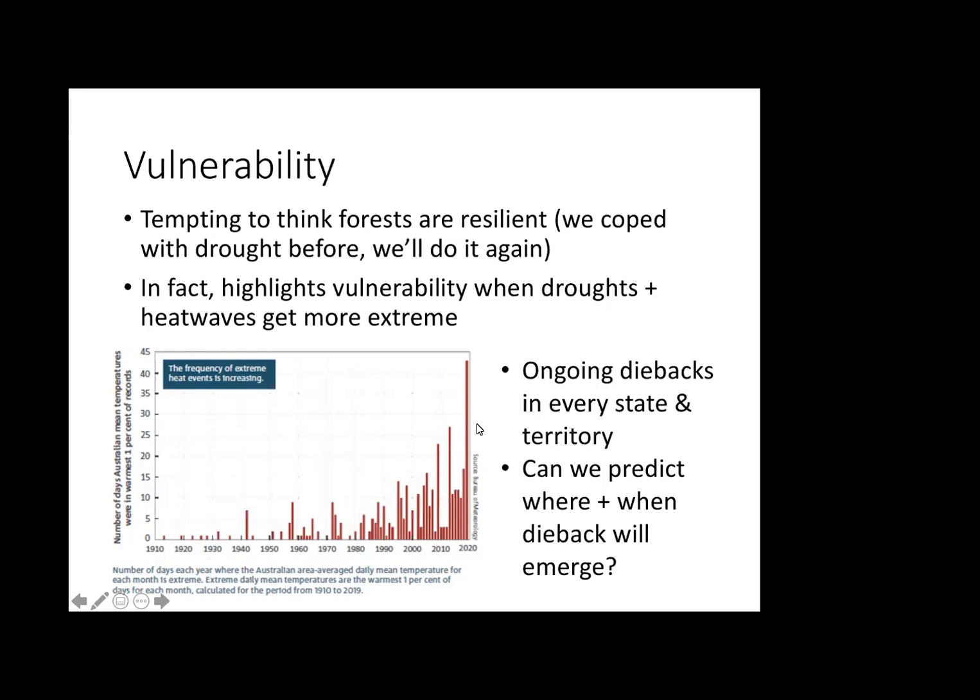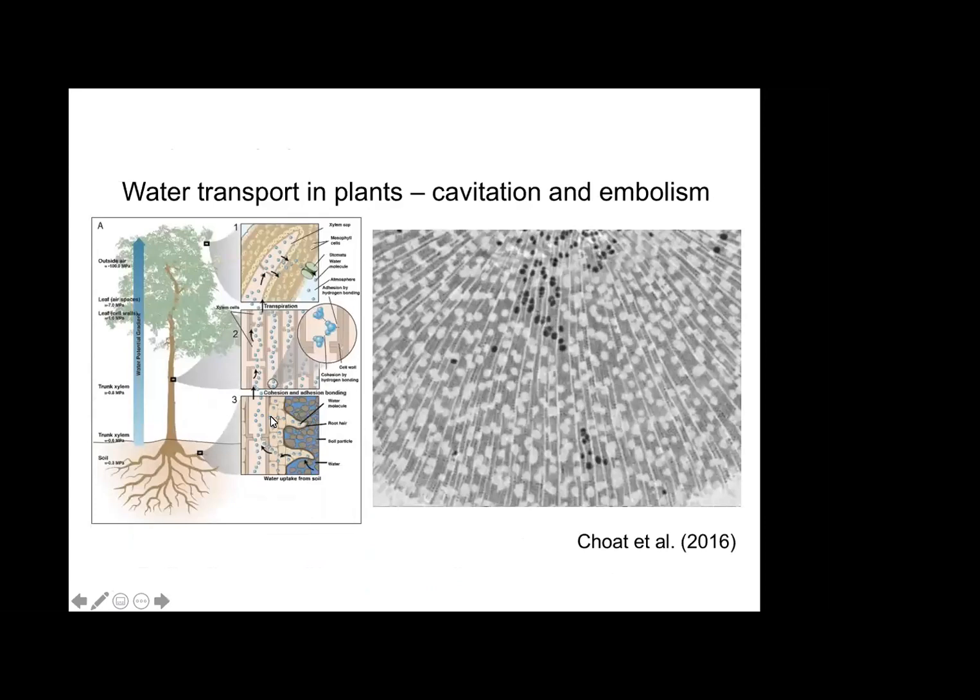So one of the things that we are really trying quite urgently to do is to make predictions about where and when and what species are going to experience dieback next, so that we are in a position to be prepared, plan and adapt. And so in the next few slides, I want to talk a bit about the work that we've been doing attempting to predict mortality.